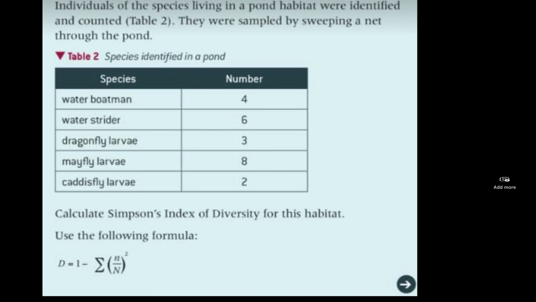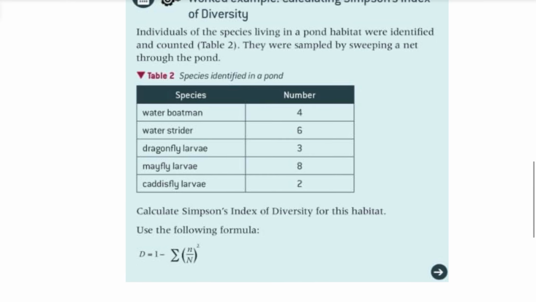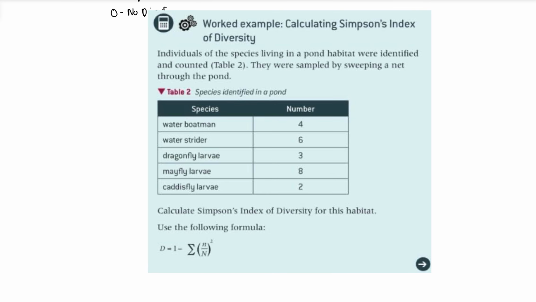Let's now work through an example of a question that could come up using Simpson's index of biodiversity and calculating it. So here we have a pond with 5 different species. We're given Simpson's index of diversity, the formula down below. We're given a bit of information about the sampling techniques that aren't particularly necessary, but we're asked to calculate D, essentially. So what's the first step that we want to do here?